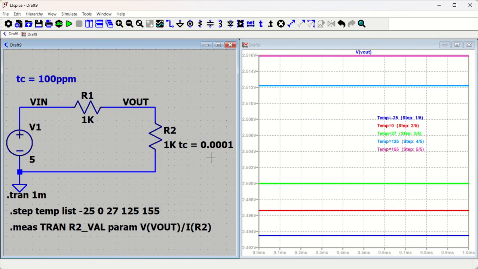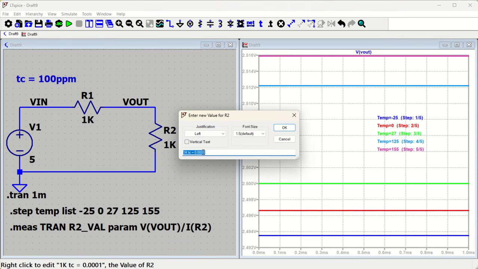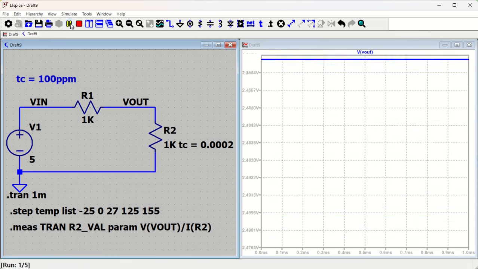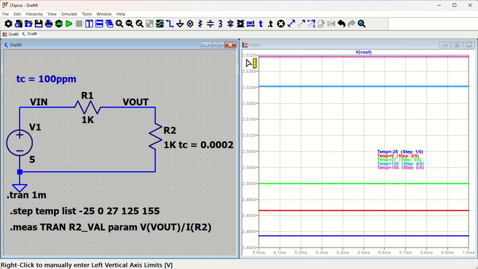Okay. Now how to change the ppm? Let's say I want it 200 or I want it 50, so you can change it to 200. So the resistance variation will be even higher. Since it is 2.516, now it will be more than that. Let's run it. See, 2.51 was there, now it is 2.53. So if the temperature coefficient is more, my resistance variation is more. If the temperature coefficient is less, my resistance variation is less.